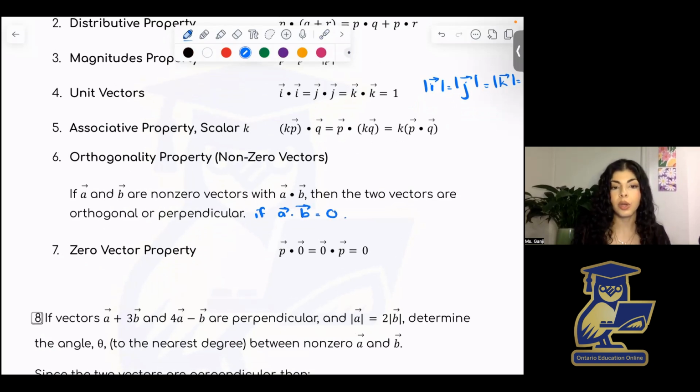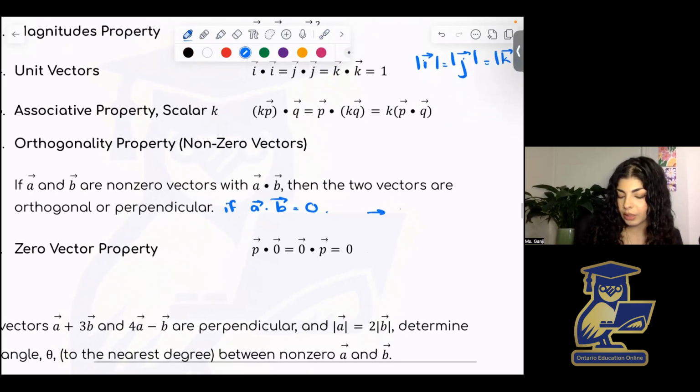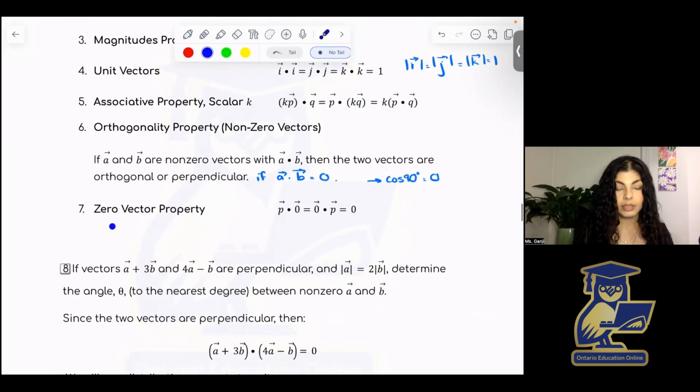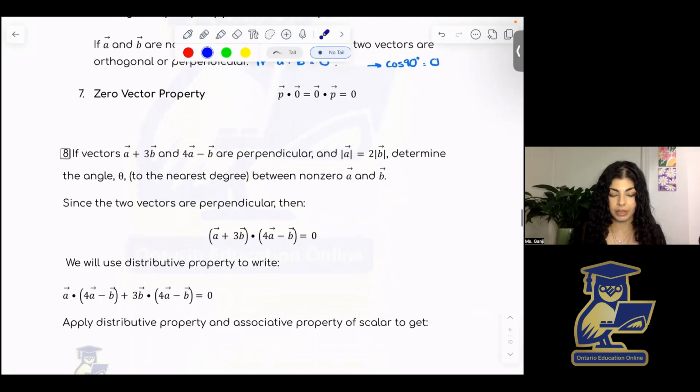Okay? And again, we saw this because cosine of 90 degrees is equal to 0. And our final property as well is the zero vector property. So again, the dot product of any vector and the zero vector, and we can have commutative here, is just equal to 0. So let's see some examples now.